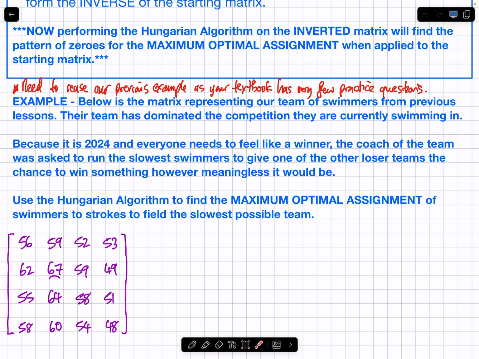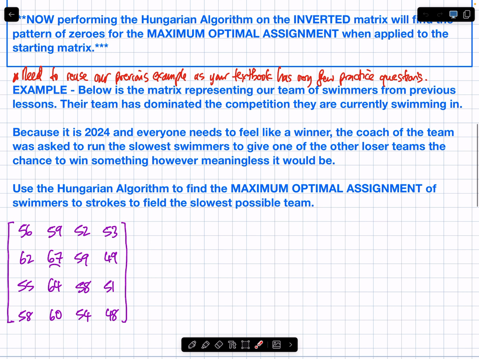This is the same matrix as yesterday. What is the biggest number? I've underlined it there, 67. I want to invert it because I want to maximize. So I like to write that I'm inverting here.